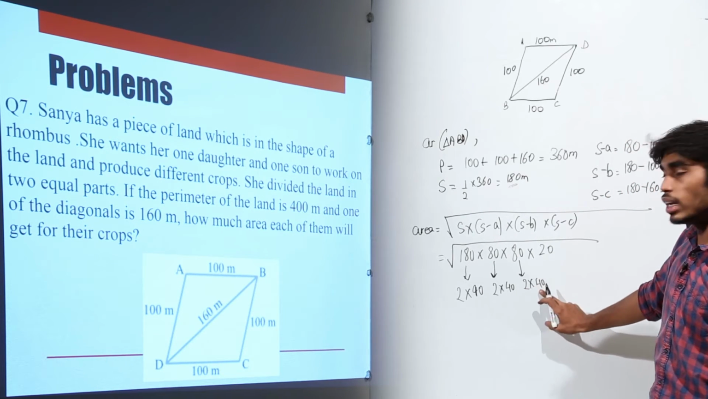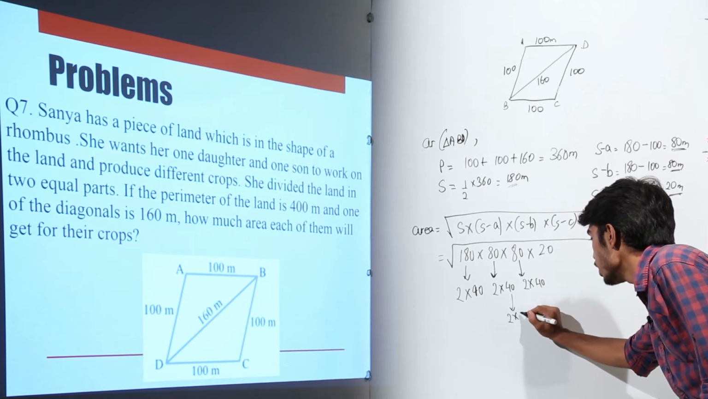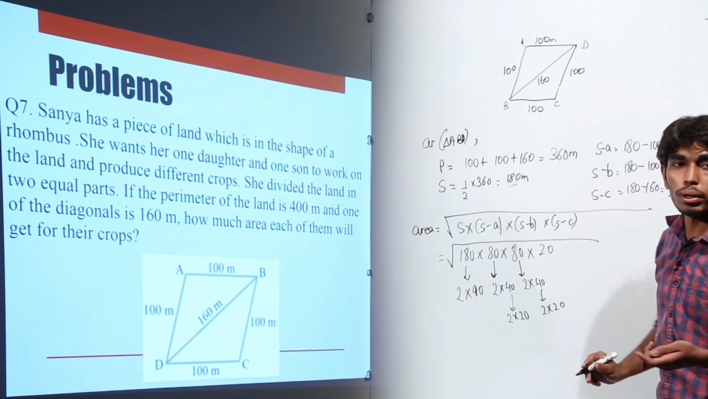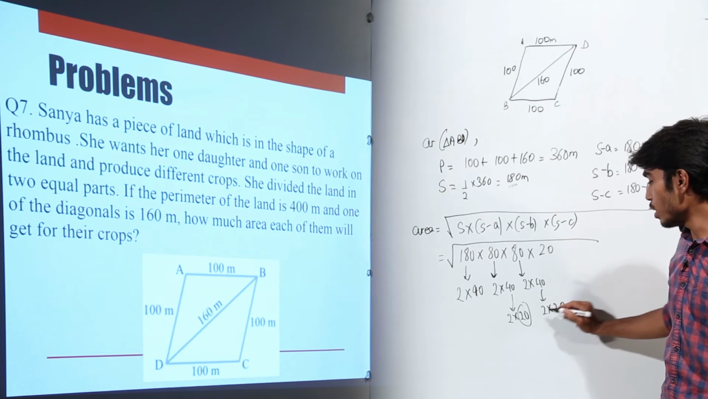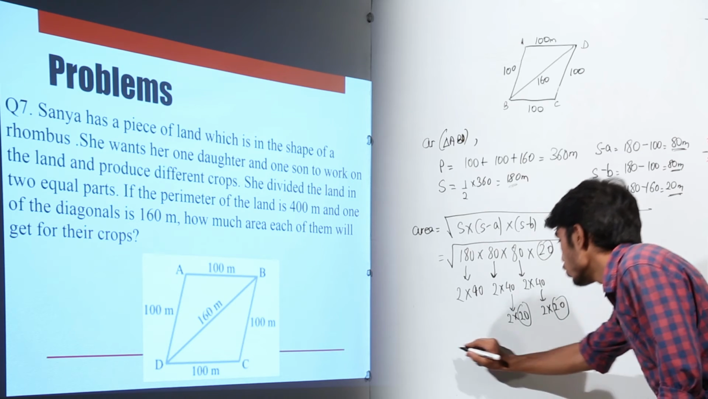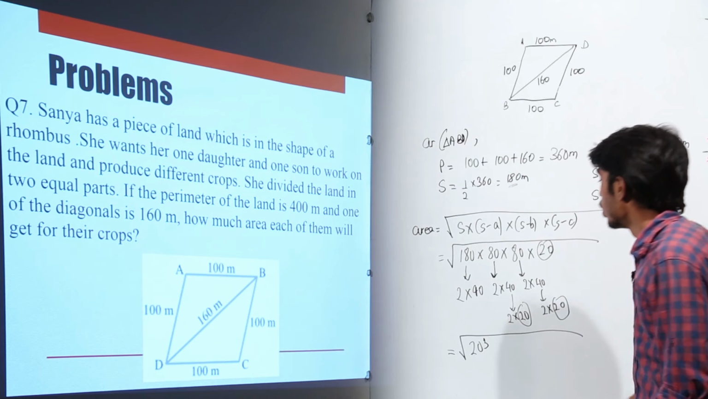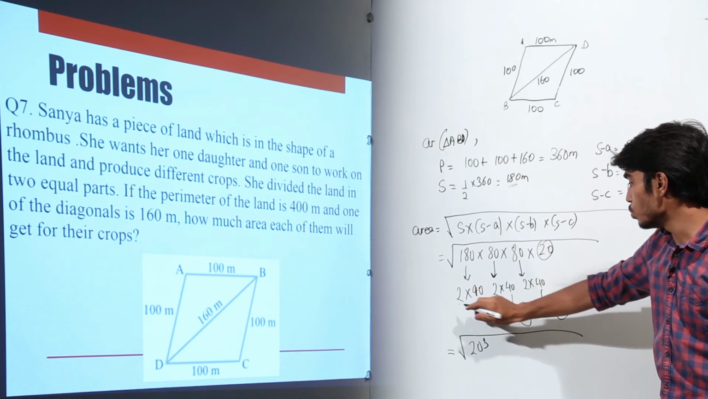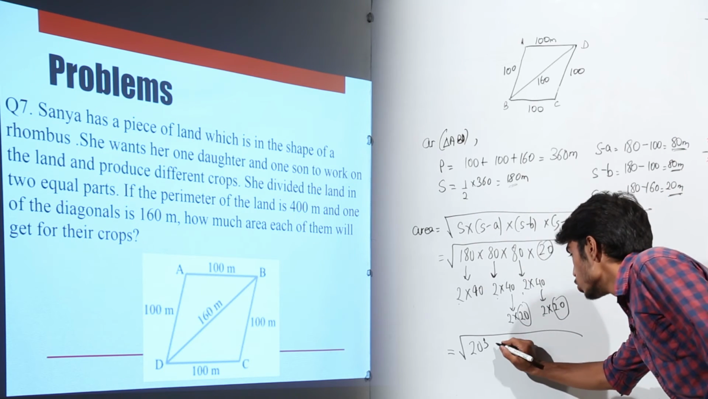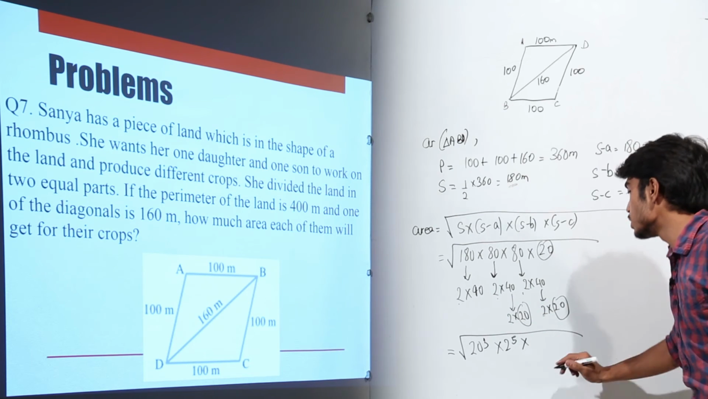Now 40 can further be broken into 2 into 20. So let's write 2 into 20, this 40 is broken into 2 into 20. So how many 20s do we have? 1, 2 and 3. So we have 3 20s. So I'll write down 20 cube. Now what other values do we have? We have 1, 2, second, third, fourth and fifth. We have 2 to the power 5. And what is remaining? Remaining is 90.